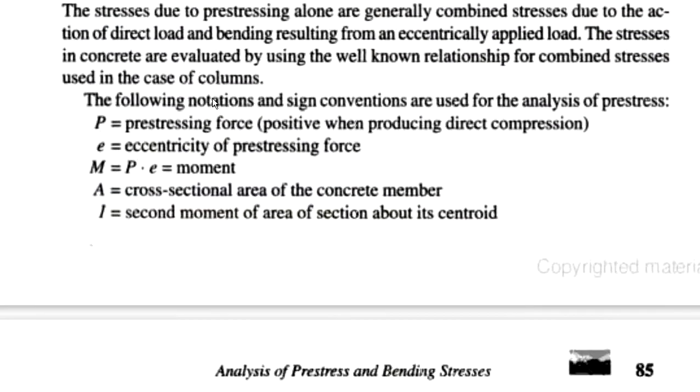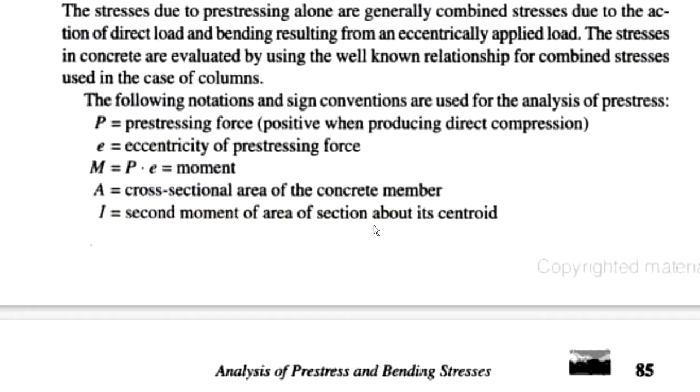Okay, so following are the notations and sign conventions used for analysis of pre-stress. First one, P is used for pre-stressing force, positive when producing direct compression. So the load will be considered as positive when it is producing direct compression. Small e is the eccentricity of the pre-stressing force. M is P into e, that is force into e. Capital A is the cross-sectional area of the concrete member.